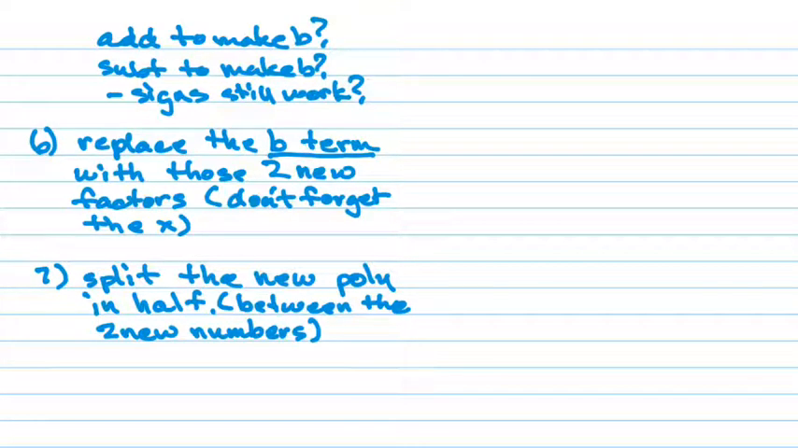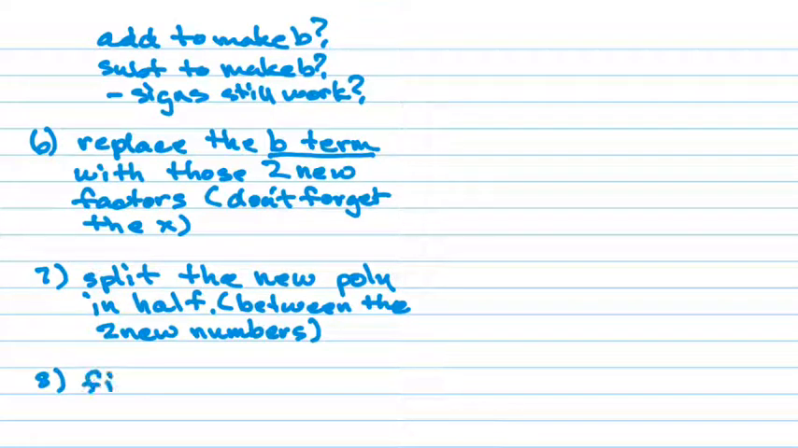Between those, we picked two new numbers for B, right? We're going to break it in half between those. Because think about it. If I started with 3 terms and I broke my B into 2 terms, how many do I have now? 4. So I've got the first 2 terms separated from the second 2. That's what I mean by splitting it in half. Okay?